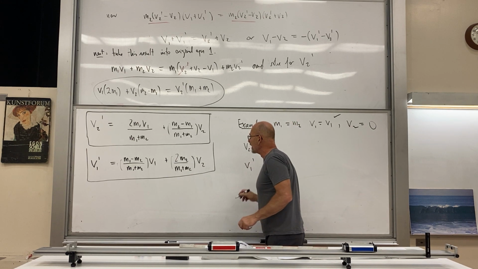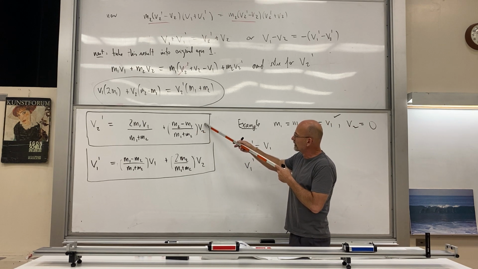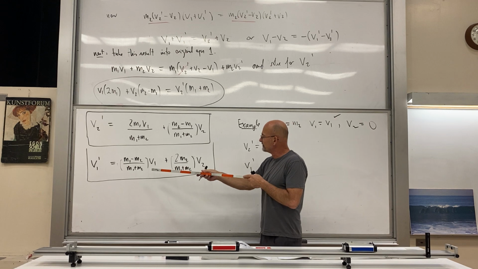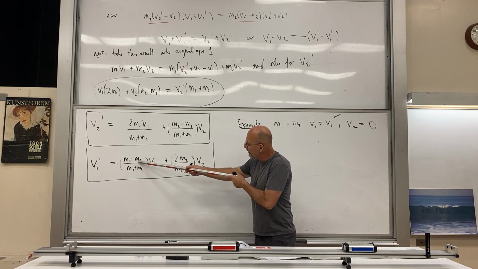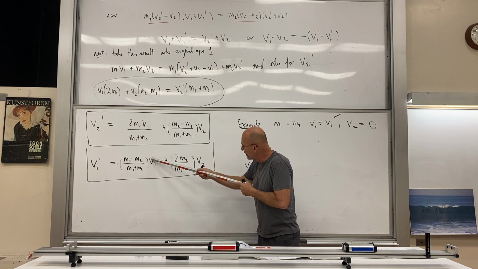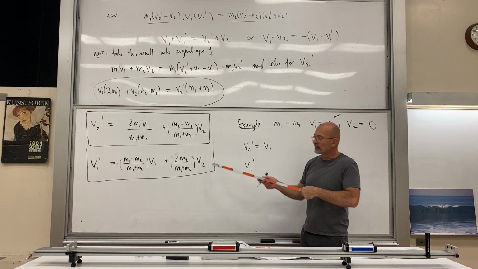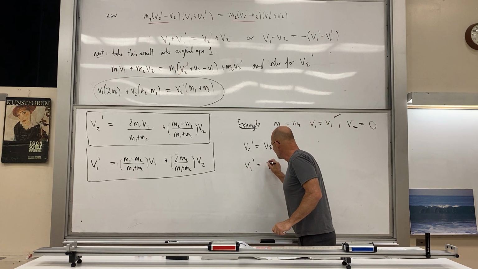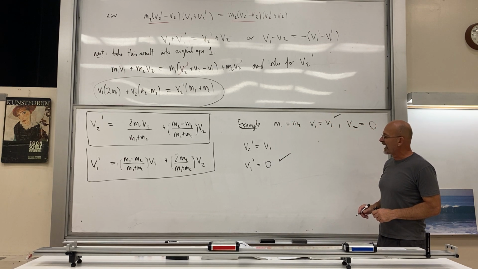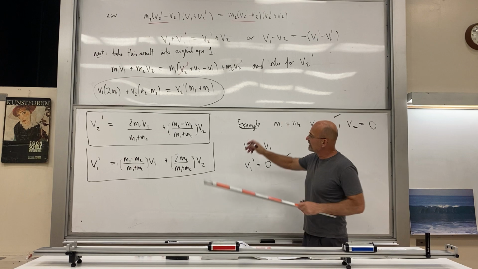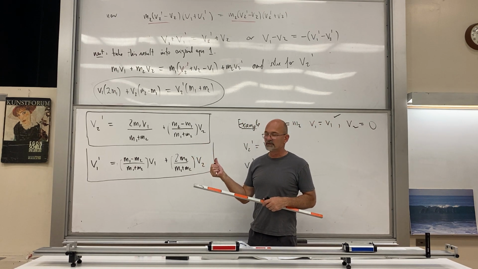For V1 prime, oh, by the way, V2 was 0, right? And M1 was equal to M2. For the V1 prime, we have M1 minus M2, but they're equal, so that's a 0. And then we have 2M2, V2 was also a 0, so we get V1 prime equals 0. Check. Okay, so that giant calculation gave us these formulas, and we assumed that energy is conserved.